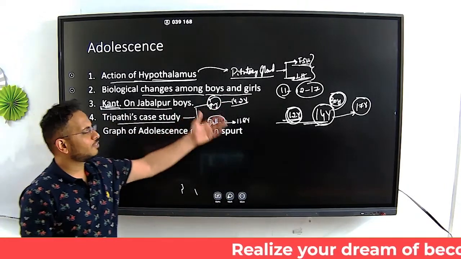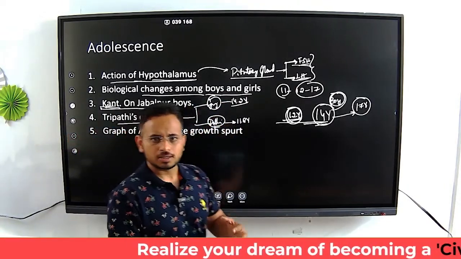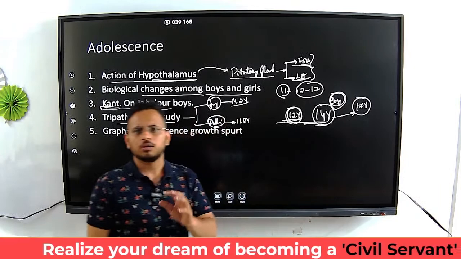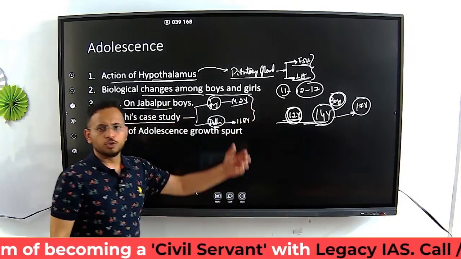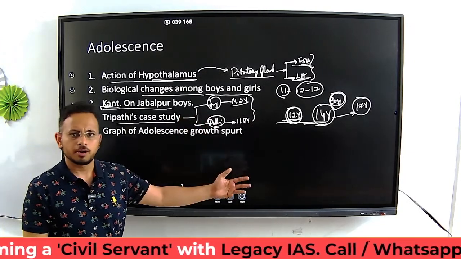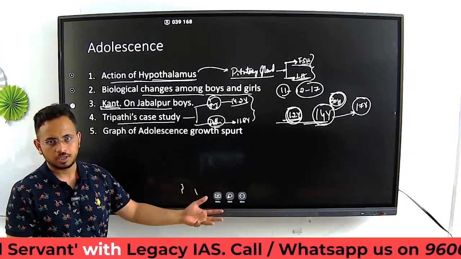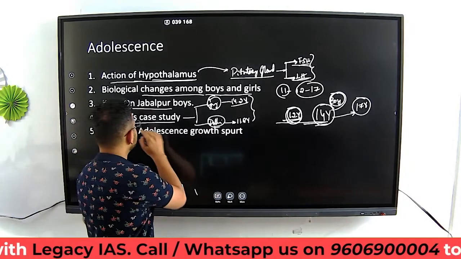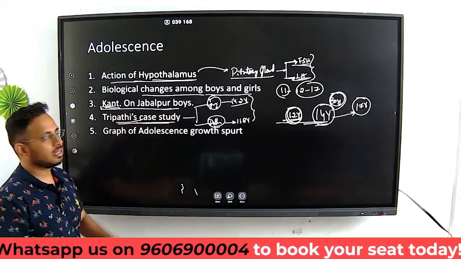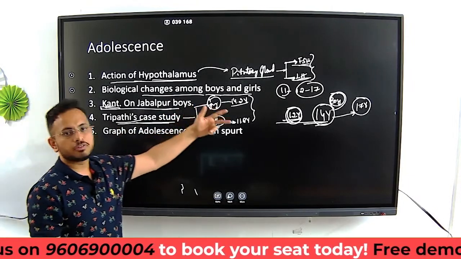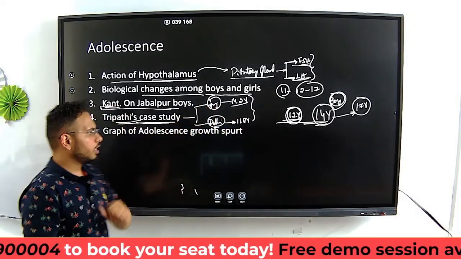You have these differences because of a lot of reasons, which we'll be discussing in the 11th chapter, which talks about menarche and menopause. Clear? This difference is there because of nutritional factors, the environment, the exposure, and the inheritance. So everything is included. Such case studies, one about the Jabalpur boys and second, Tripathi's case study on the age of attainment of menarche, must be mentioned in your answer.